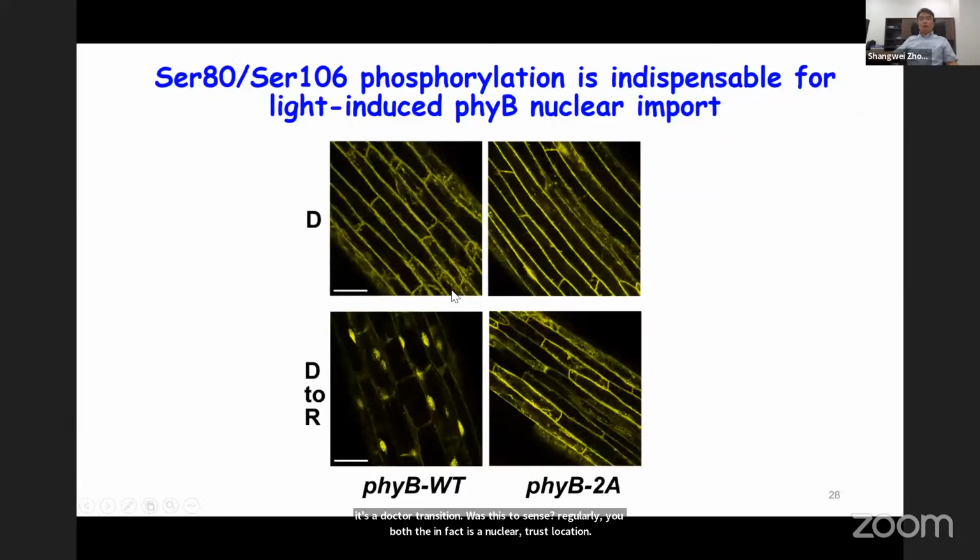We used transgenic analysis and found that when the seedling is exposed to red light, the wild-type phyB protein will be rapidly translocated into the nucleus. However, for the 2A phosphorylation-defective protein with the two sites mutated, the translocation will be abolished. So the two-site phosphorylation is indispensable for light-induced phyB nuclear import.